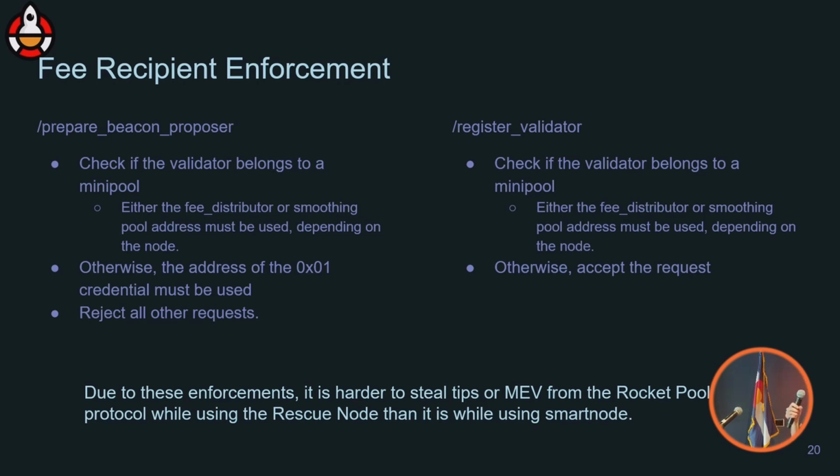And for prepare beacon proposer, this is much more important because we need to prevent other people from stealing your MEV. And prepare beacon proposer, for whatever reason, when it was designed, didn't require a signature from the validator. Register validator, on the other hand, does require a signature. So it's way harder for someone to steal MEV from you. They can only really steal your inclusion fees.